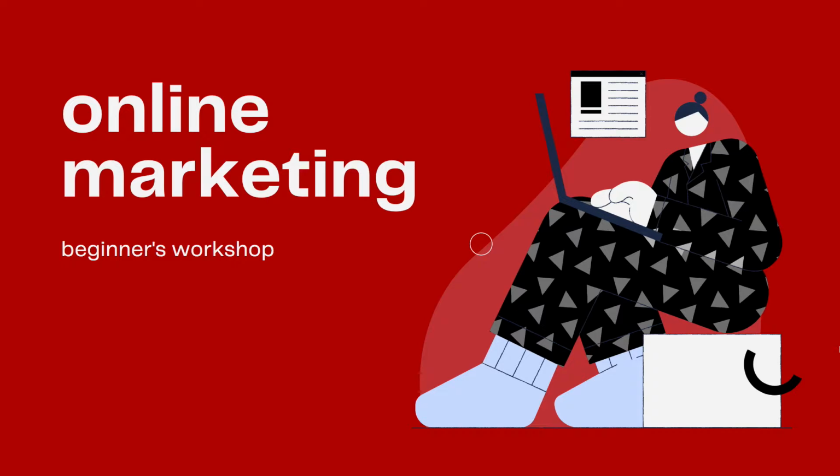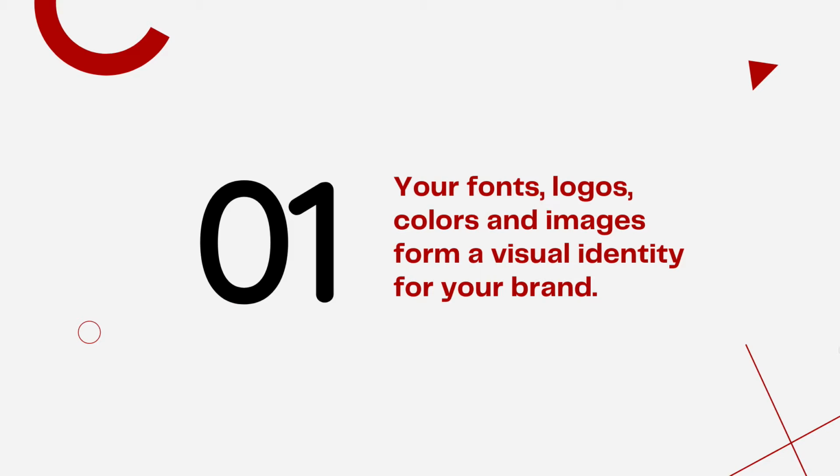Now, online marketing isn't easy, but it's easier than traditional marketing in the sense that you can control it more. All right. Traditional marketing methods are radio, newspaper, television, magazine ads, things like that. So, some of the stuff that makes up a marketing strategy are your fonts, your logos, your colors, and images that form a visual identity for your brand.